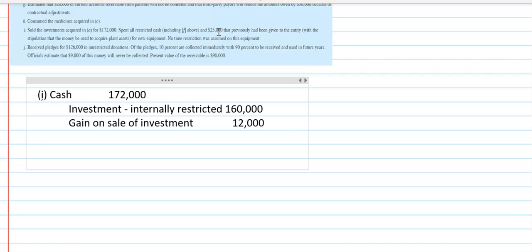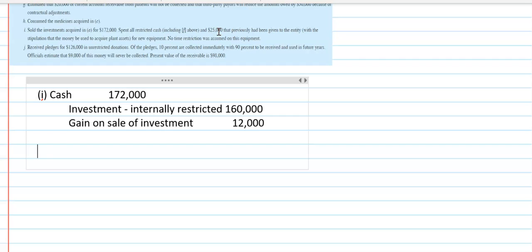So now we definitely will include all three amounts, but what about this 25,000? This 25,000 was previously given to them, and at that time it was of course restricted, and the restriction was that you have to use it for this new equipment. Currently it is under temporarily restricted net assets, so we have to reclassify it. We have to move it from temporarily restricted to unrestricted before spending it. So before recording the equipment purchase entry, you have to do the reclassification entry.